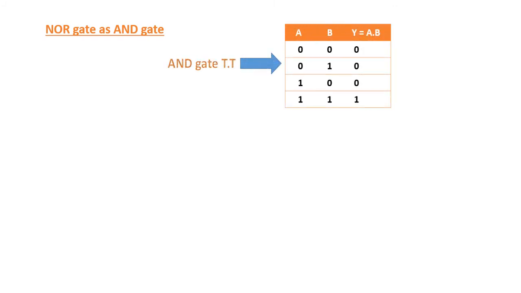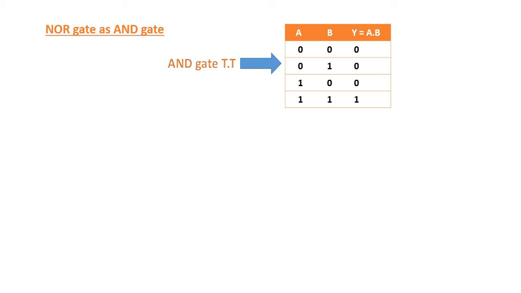This is our last topic for this video. We have discussed how to prepare NOT gate from the NOR gate, and also how to prepare OR gate from the NOR gate, and now we are going to prepare AND gate from the NOR gate. To prepare AND gate from the NOR gate, we will combine three NOR gates. But before preparing AND gate, let's check the truth table of our AND gate. So how to prepare AND gate from the NOR gate?